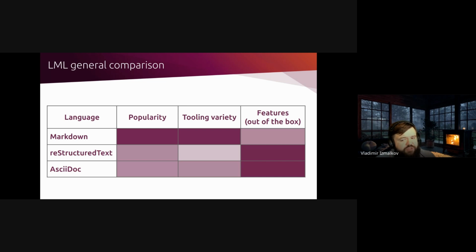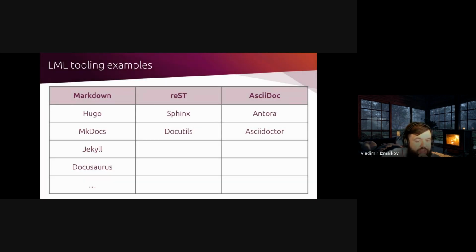In tooling variety, I'd say that reStructuredText mostly relies on Sphinx. It also has Docutils, but I'm not sure. My feeling is that everyone uses Sphinx for reStructuredText. AsciiDoc has both Antora and AsciiDoctor, so it's, I guess, slightly better, but that's arguable. Features: both reStructuredText and AsciiDoc provide a great set of features. I'm not sure we can consider AsciiDoc being so much on top that I can express it here in this relatively rough table.